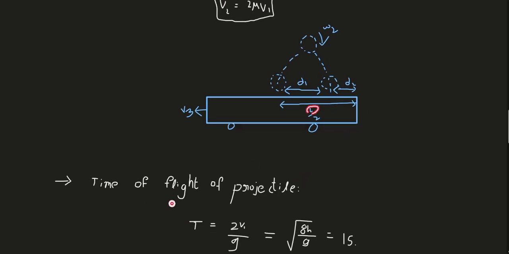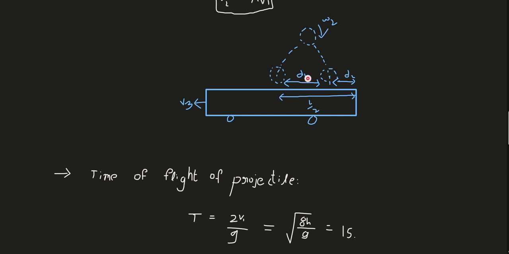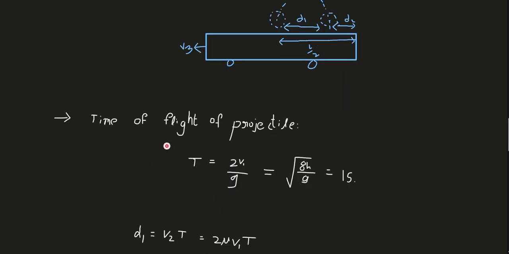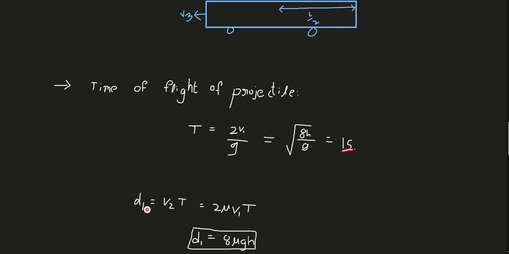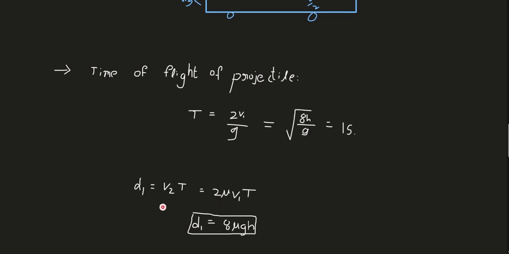For finding this range, we write the equation for time of flight. Time of flight equals 2v1 upon g. After substituting the values, we get time of flight equals 1 second. So d1 equals v2 times t, as we know, horizontal velocity into time of flight. After substituting the values, we get d1 equals 8 mu gh.